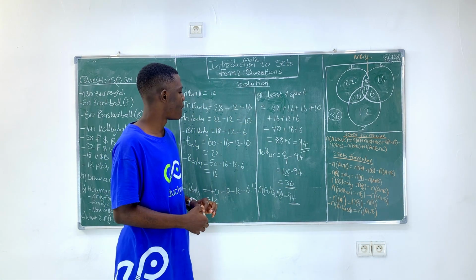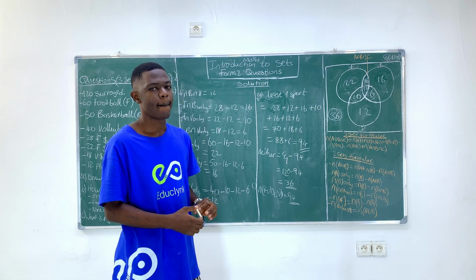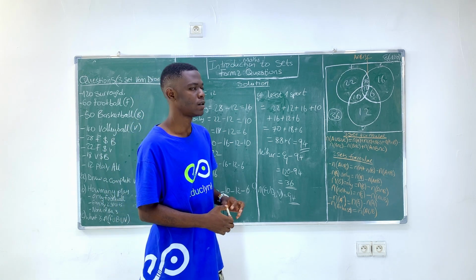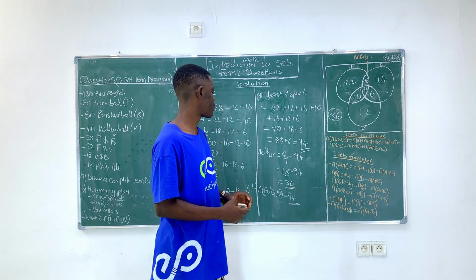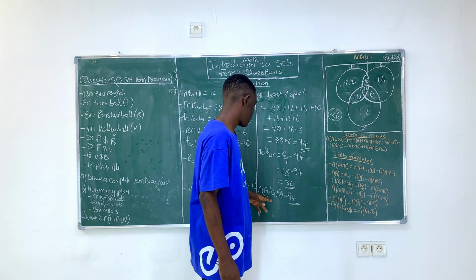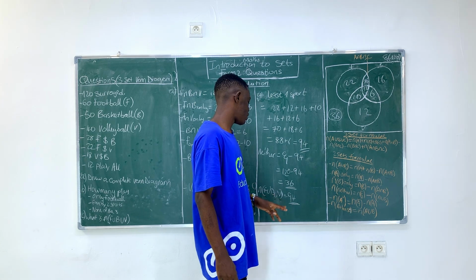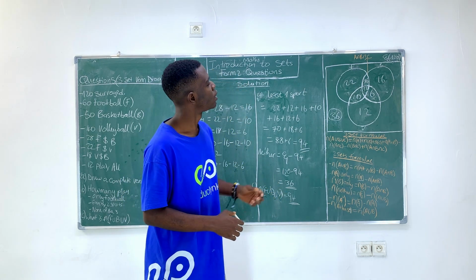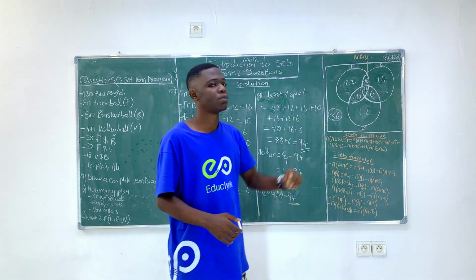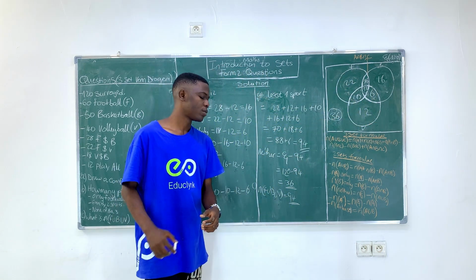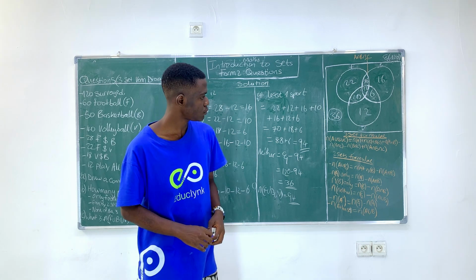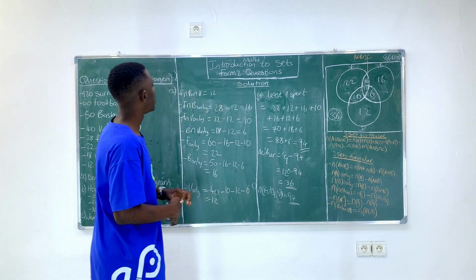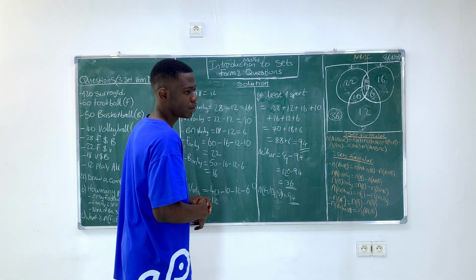So that is the answer for none of the three. Then the C part says, what is the number of F union B union V? What is the number of people? That is the sum of all the regions, which is 94. It is already cleared. So that is all about question 3.